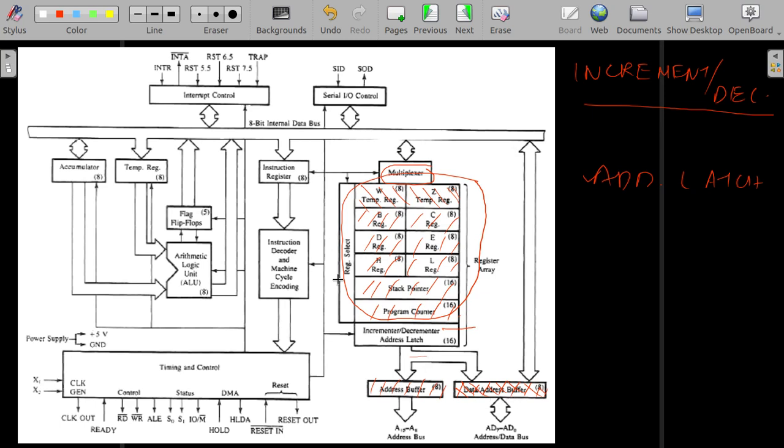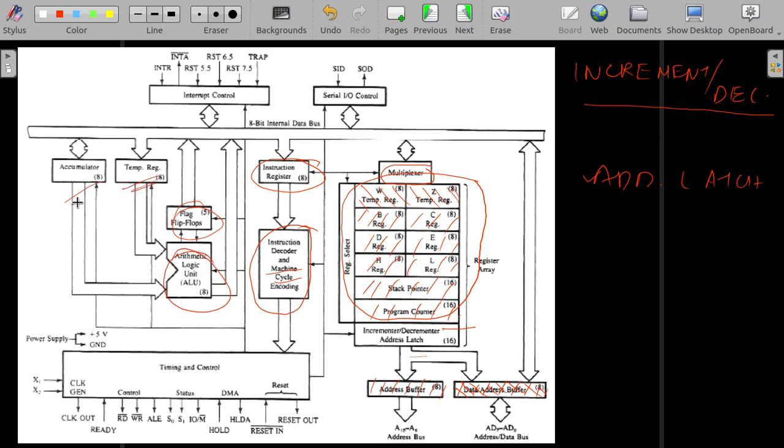Okay, so we have covered this portion. Now, this one you know, the instruction register and instruction decoder. The machine cycle part we will come to later; that is a portion of itself. The flag flip-flops, meaning the flag register, we are done with. The ALU we have covered.